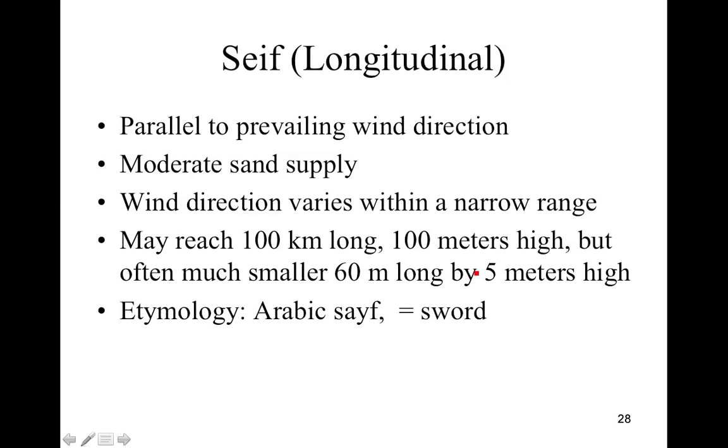And then you get seif or longitudinal dunes, so these are dunes that are actually parallel to the prevailing wind direction. You have only moderate sand supply, and these seif dunes or longitudinal dunes occur over large parts of northwestern Australia. They can be hundreds of kilometres long. In Western Australia they're not quite that high, but they can get up to 100 metres high. And typically they're, say, 10 to 15 metres high, but in North America and in Africa they can be 60 metres high easily.